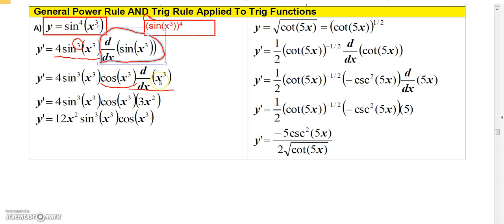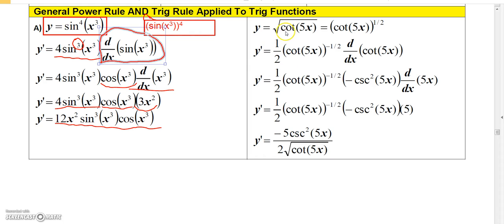Then in the next step we take the derivative of x cubed, and we get 3x squared. Now I just brought these other terms down. So we had 4 sine cubed of x cubed, right? We brought it down, and from up here we had cosine of x cubed, so we brought it down. And when we took the derivative of x cubed, we got 3x squared. To finish, I have a 4 here and 3x squared here, so 4 times 3x squared is 12x squared. So I get 12x squared times the sine of x cubed, cubed, times the cosine of x cubed. And that's the derivative of that function.